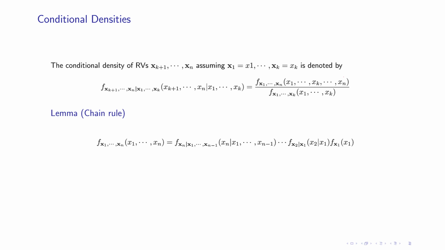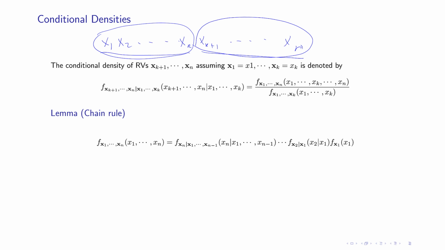So if you have a number of random variables, let's say x1, x2, xk plus 1, and xn. So I have n random variables. I divide them into two groups. This is one group, this is another group. Suppose that I know the values of the first group and I want to find the distribution of the second group. So the conditional distribution of the second group, given or assuming the values of the first group are known, can be calculated using this notation.